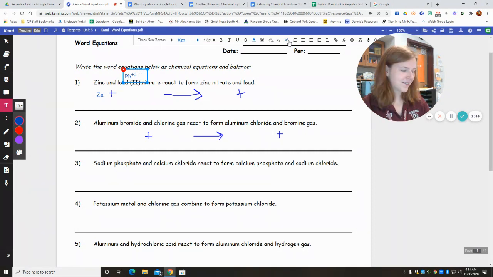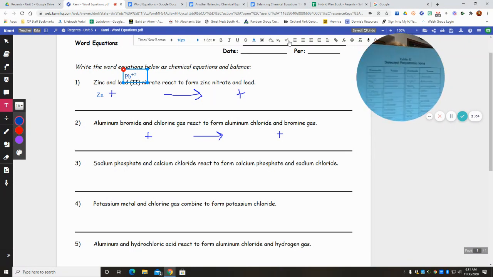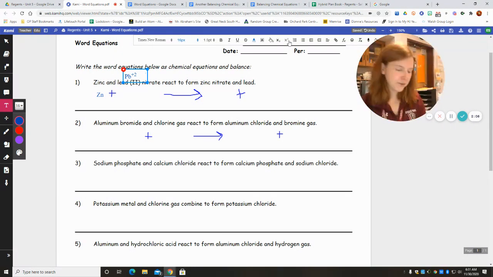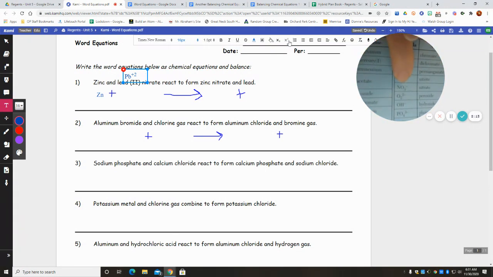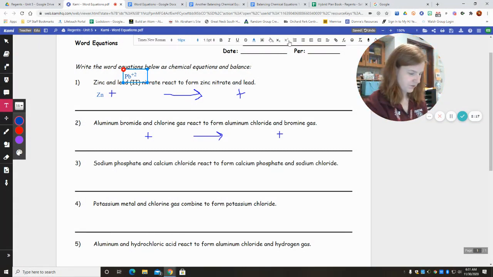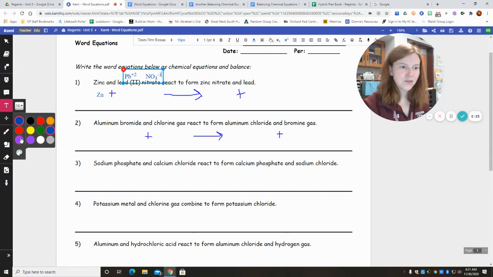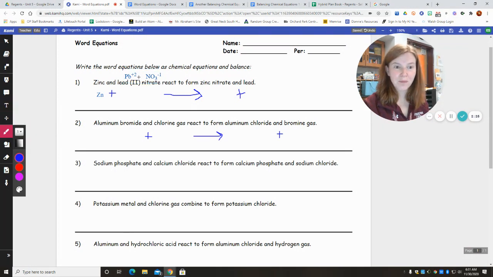Now nitrate. Nitrate, as I read that name, I realize it ends in ATE. So it's a polyatomic ion. So in my reference tables, I'm going to flip to table E. Nitrate is over on the right-hand side. Right there. Nitrate is NO3 with a -1. So NO3 with a -1. So then my next step is I cross and drop my charges, right?